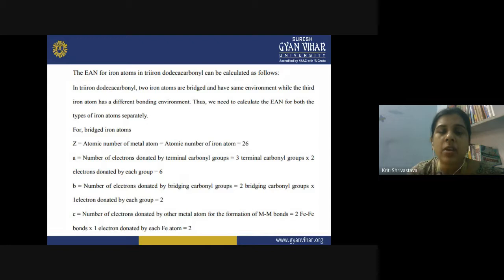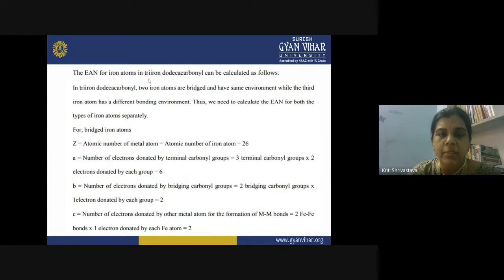Now we can also apply the similar EAN rule for other types of metal carbonyls. So let us see the EAN for iron atoms in the tri-iron dodecarbonyl. So what is tri-iron dodecarbonyl? It is Fe3(CO)12. In the tri-iron dodecarbonyl, we have two iron atoms that are bridged and have the same environment. We have already seen this example.